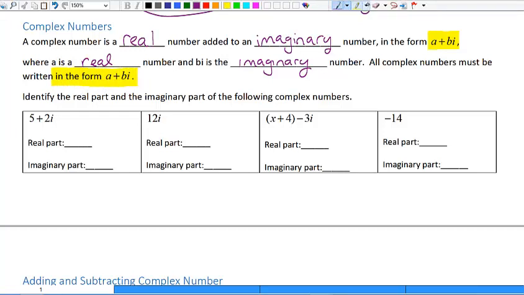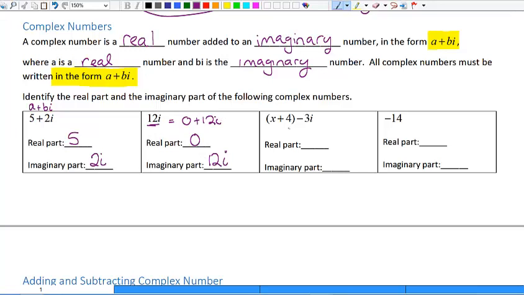On the next section, I want you to identify the real part and the imaginary part of the following complex numbers. So 5 plus 2i. Notice that the real part's in front and the imaginary part's in back because it has to be in a plus bi form. So who is the real part? 5. Who's the imaginary part? Positive 2i. As simple as that. On 12i, what is the real part? Well, that's kind of a hard question. We clearly can see that this 12i is the imaginary part because it has an i. Another way of thinking about this is like no real numbers plus 12i. So the real part is just 0.